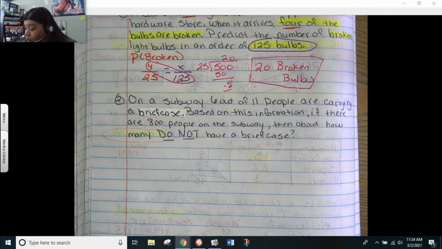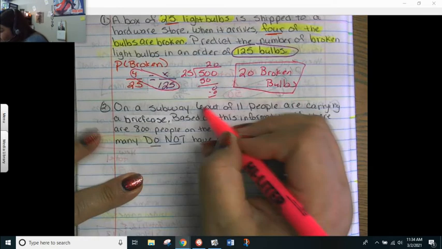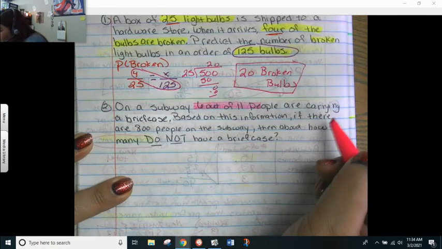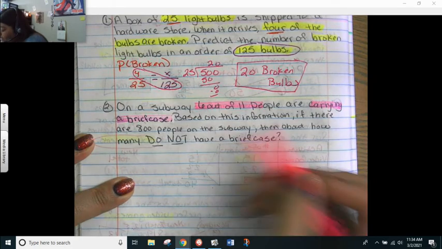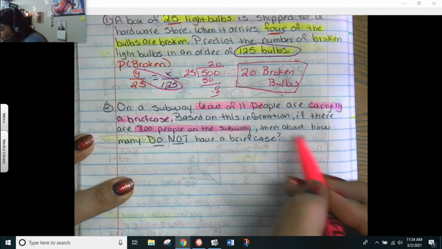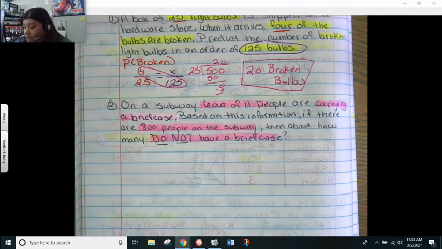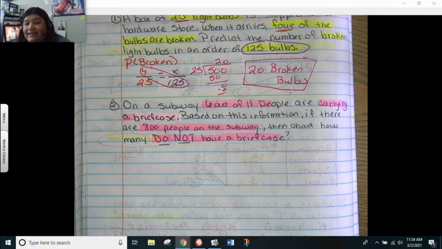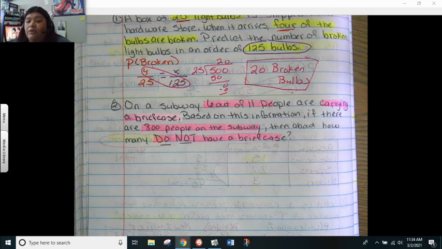Okay, so let's see how you did number 2. On a subway, let me highlight. On a subway, 6 of the 11 people are carrying a briefcase. So 6 of 11 are carrying a briefcase. Okay. Based on this information, if there are 800 people on the subway, then about how many do not have a briefcase? Ooh, okay. So 6 of the 11 people are carrying a briefcase. But they want to know the ones who are not having a briefcase. So you have to think about here.